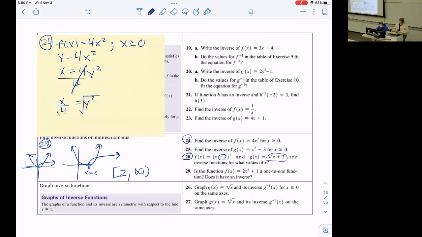And we're going to take the square root of both sides. So we know that the inverse is going to be the square root of x over 4. But we also have to look at the domain. And when we switch x and y, we know that we will be looking at when y is greater than or equal to 0. Are there any questions about that?